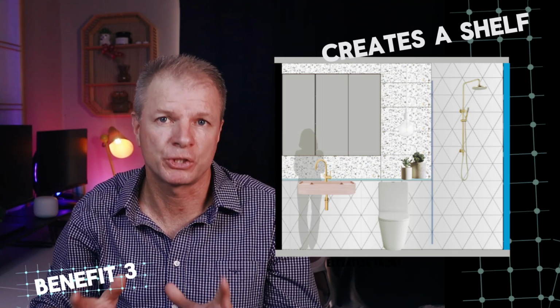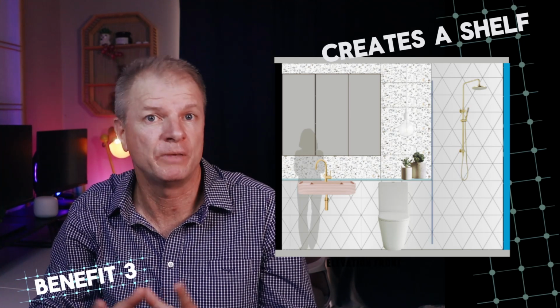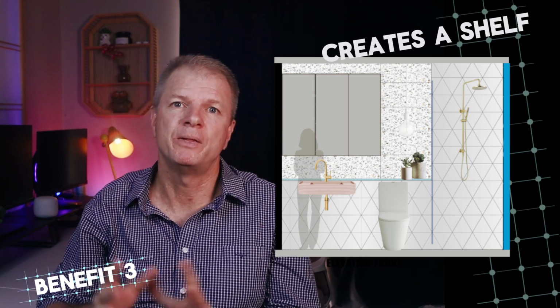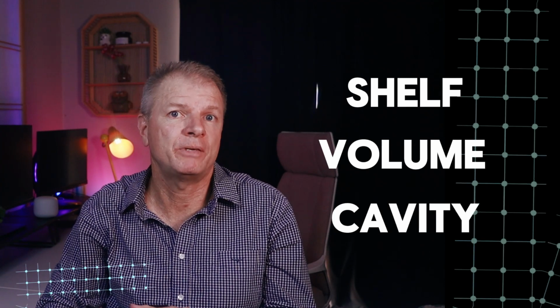The third benefit of a hob wall is that it creates a shelf. This is a simple example of integrated design where one element performs several functions. In this case, the hob wall is a shelf, it is creating a volume, and it's a cavity to conceal the surfaces.